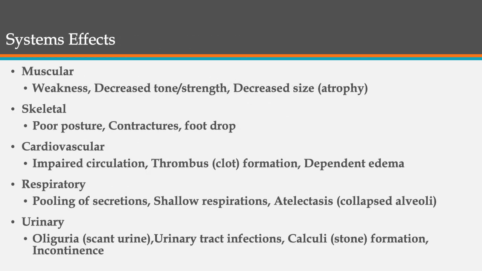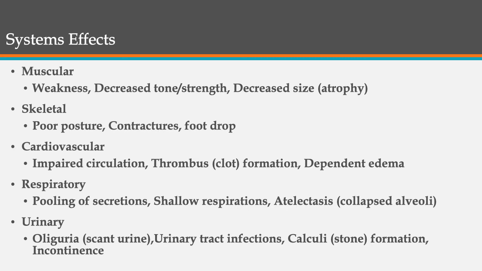So disuse can lead to, as we already talked about, some muscular problems. You have weakness, decreased tone and strength, decreased size, so the muscles can actually waste and the extremities can get smaller. We can have skeletal effects: poor posture, contractures, foot drop can occur. As far as cardiovascular, that's impaired circulation. If you're not moving those extremities with passive range of motion or just constantly turning and flexing, however you want to exercise your patient, you're impairing that circulation.